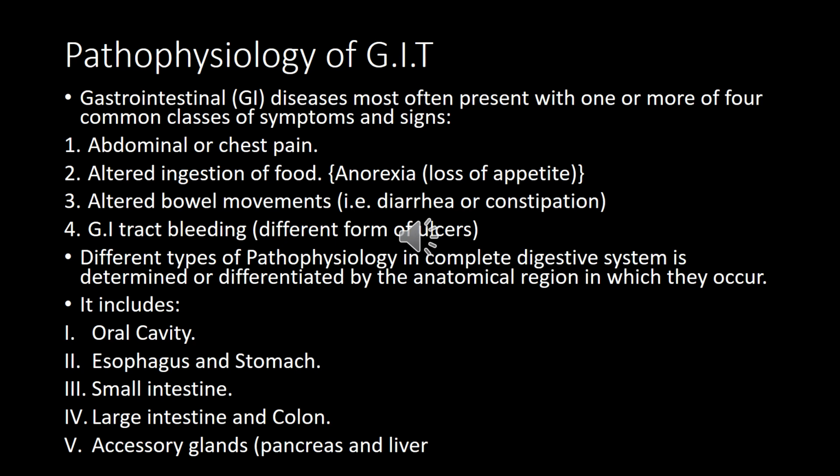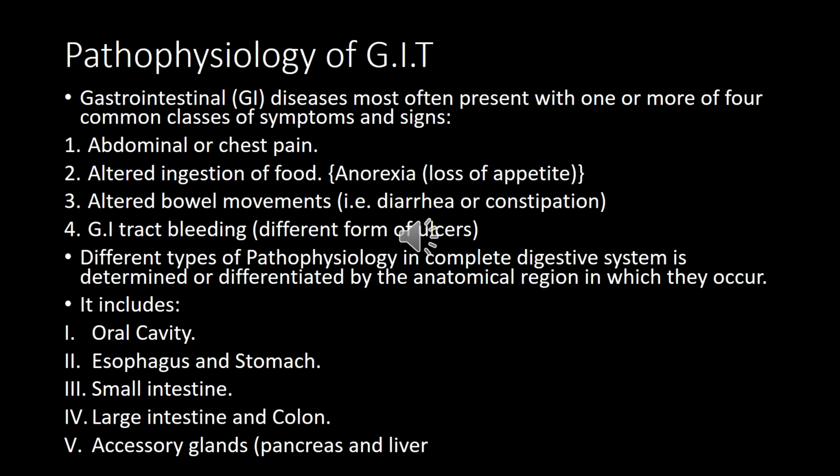So it can be abdominal pain or chest pain, and altered ingestion of food like anorexia, which is considered the loss of appetite, and altered bowel movement like diarrhea or constipation. If the diarrhea or constipation exists for a long period of time with multiple episodes, it can give us an idea about some sort of pathology, and we will be able to decide about the pathology after having different associated investigations. And then there is GI tract bleeding, which can be considered a different form of ulcers.